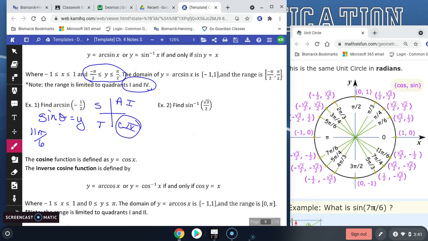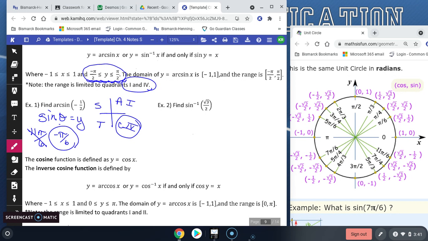However, remember back here, arc sine is defined for negative pi over 2 to positive pi over 2. 11 pi over 6 is not in that domain. So we need a coterminal angle, another angle that gives us that same angle measure but with a different name. A negative pi over 6 has the same terminal side as 11 pi over 6, and this angle measure is now within that range.